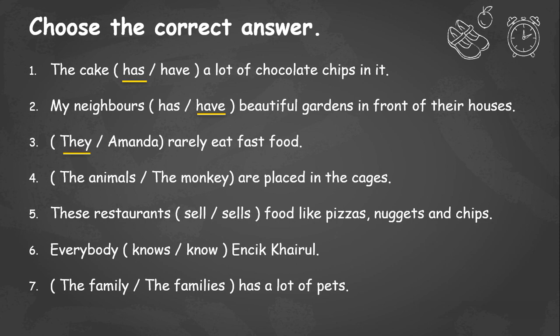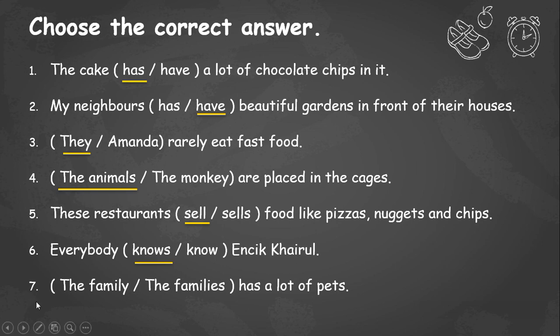Number 4. The animals, the monkey, are placed in the cages. So which one is the answer? Very good, the answer is the animals. Number 5. This restaurant sells food like pizzas, nuggets, and chips. So which one is the answer? Very good. The answer is sell. Next one. Number 6. Everybody knows Encik Khairul. The answer is yes, knows.